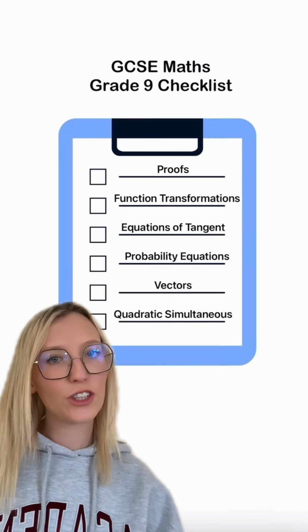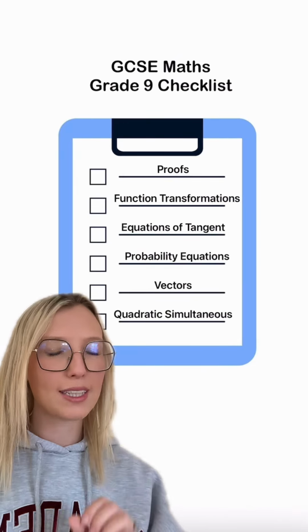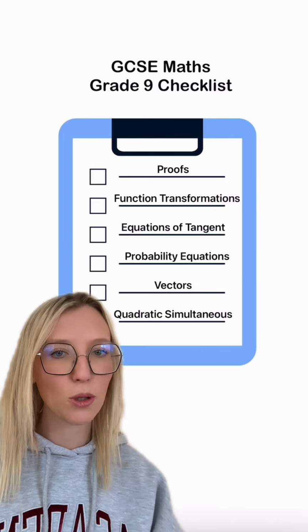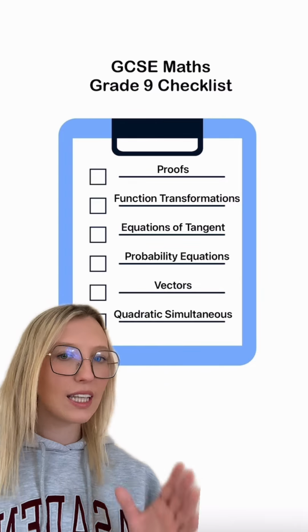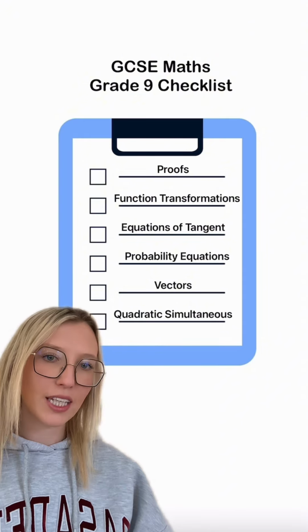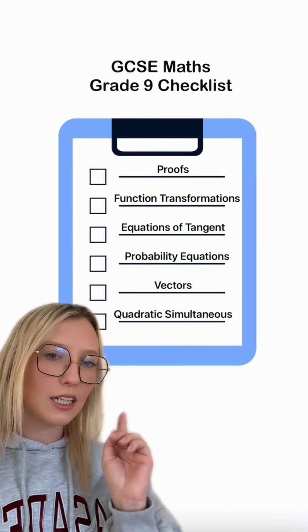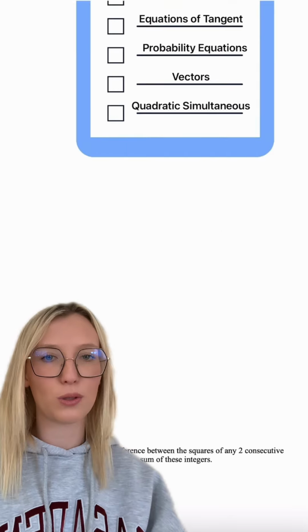So let's take a look at this GCSE Maths Grade 9 checklist. We're going to be going through each of these topics over the next few days, and today's topic is proofs. Obviously, there are some more topics that would also fall into a Grade 9 bucket, but we're just looking at this checklist now. So if you are aiming for a top grade, you need to make sure you can answer all of these sorts of questions.